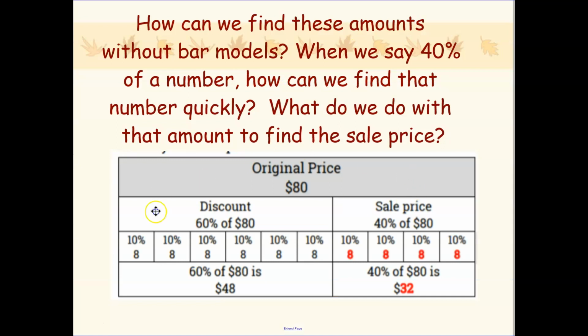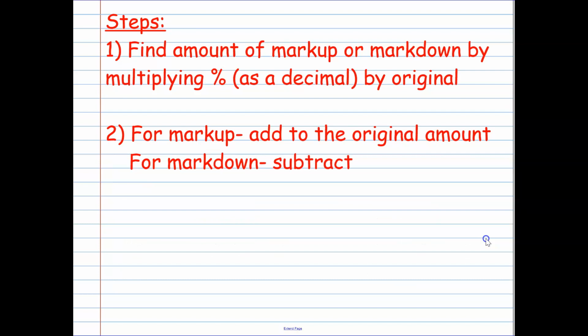All right, so bar models are cool and all, but they take some time to draw. So when we say 40% of a number, how can we find that number quickly without doing all this business? So what do we do to that amount to find the sale price? Well, hopefully you've figured it out by now. You find the amount of the markup or the markdown by multiplying the percent by the original, and we need to turn that percent into a decimal.